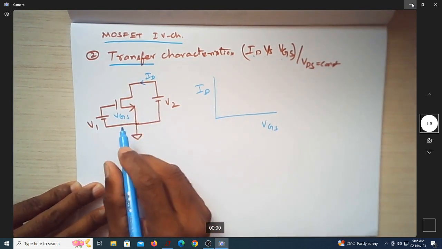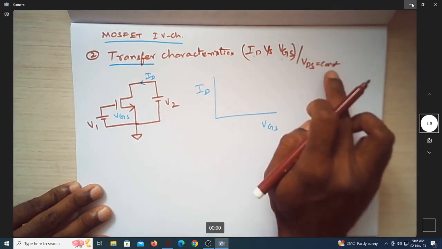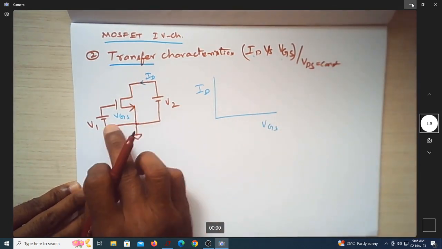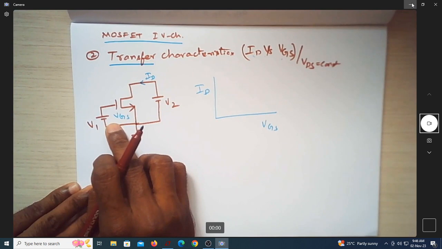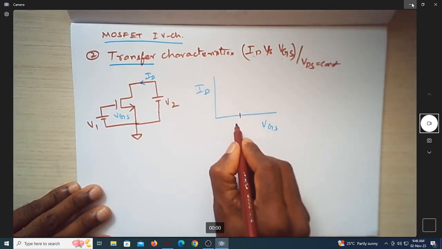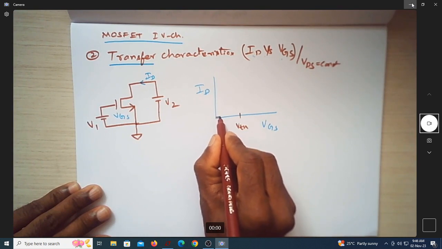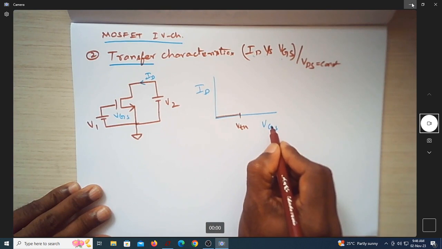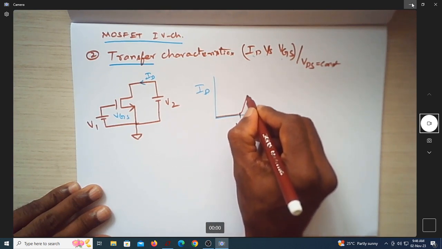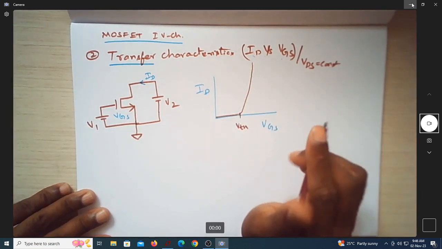So let us see how this will look, because we know that as per theory, if VDS is applied, even then if VGS is not greater than the threshold voltage, the MOSFET is off. So ideally till threshold voltage, the transistor will be off. That means there will be no drain current. Once VGS exceeds it, the current increases in a quadratic fashion.